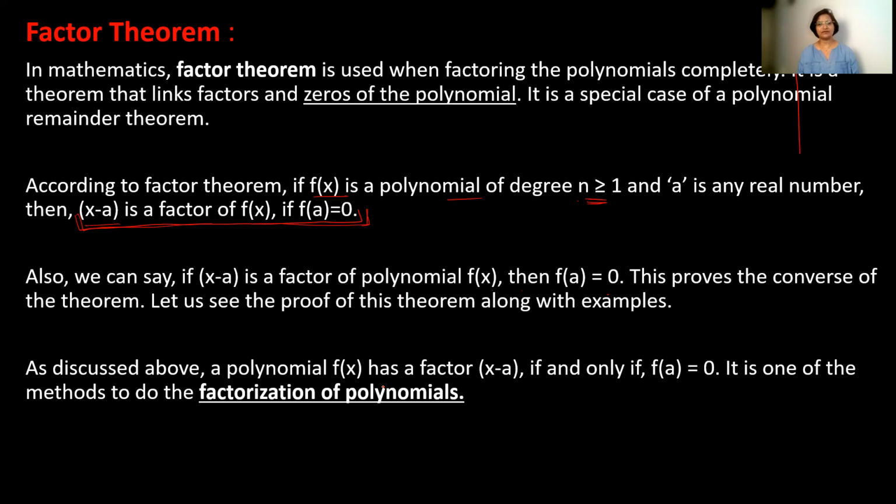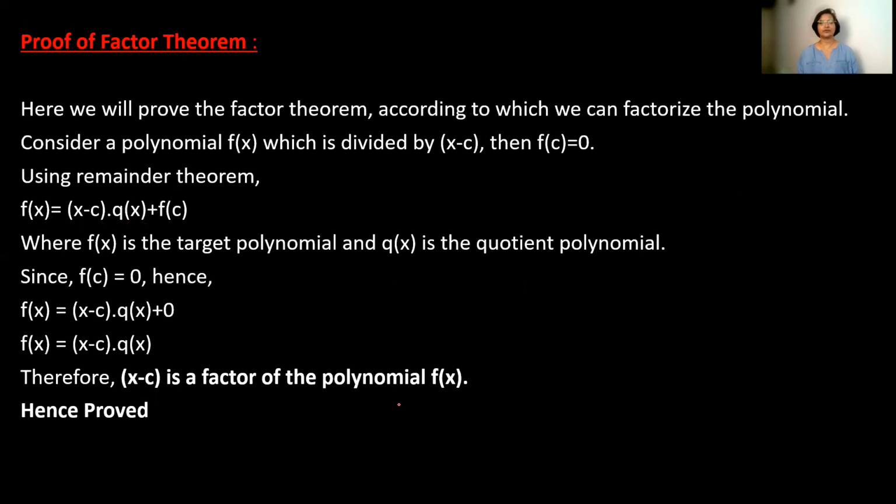A polynomial f(x) has a factor x minus a if and only if f(a) equals 0. This is one of the methods to do the factorization of polynomials. There could be another method too. Now we will go for the proofs of the factor theorem.